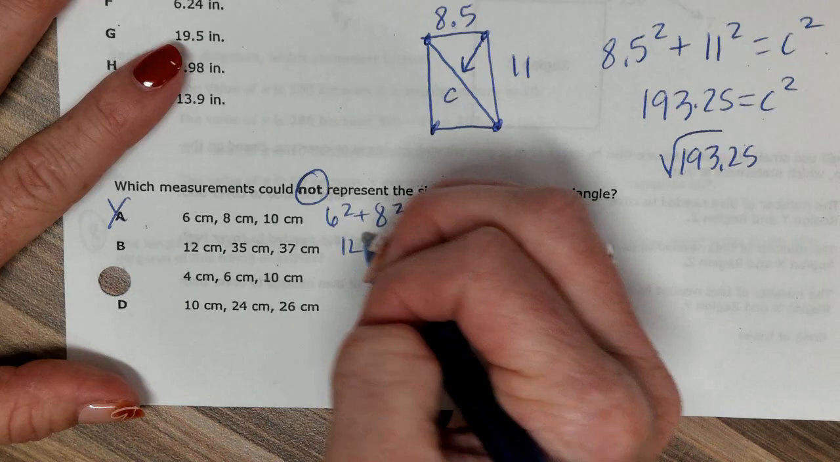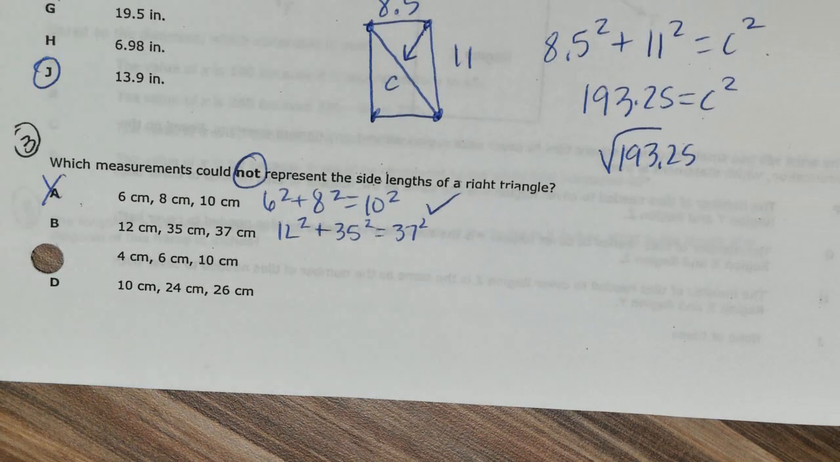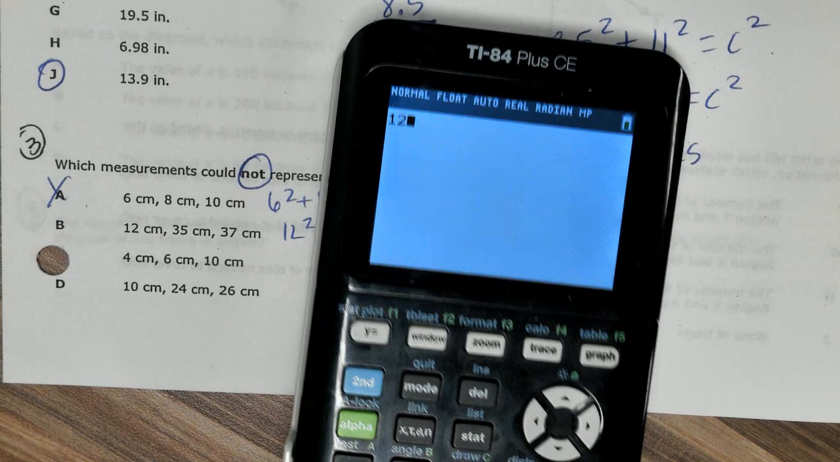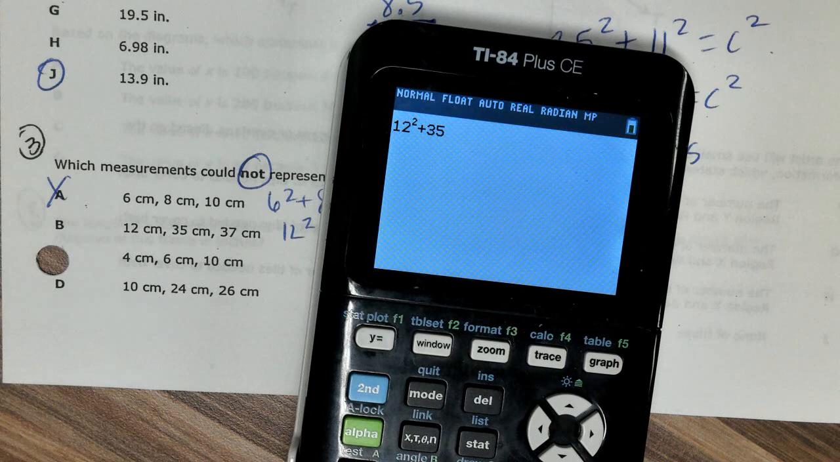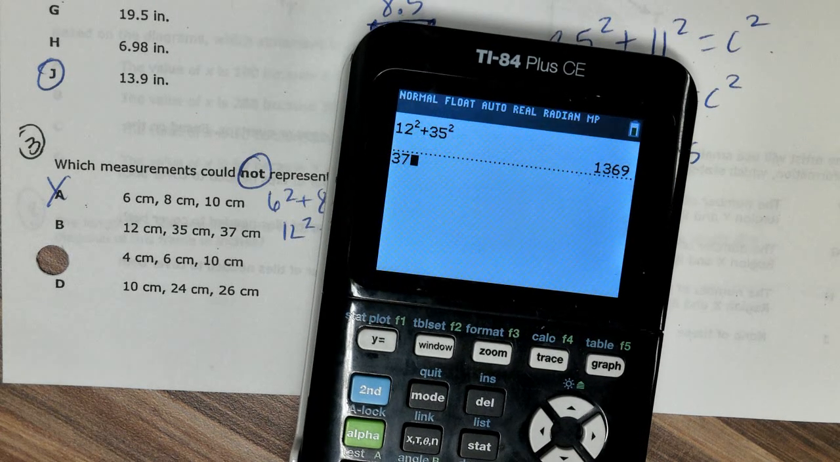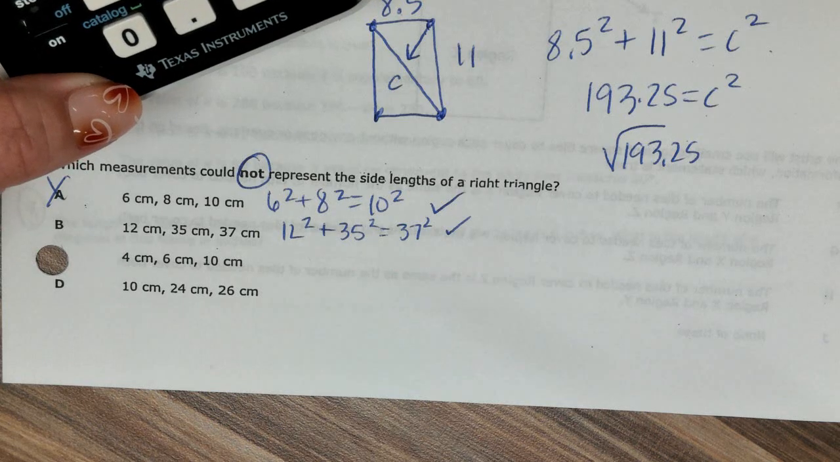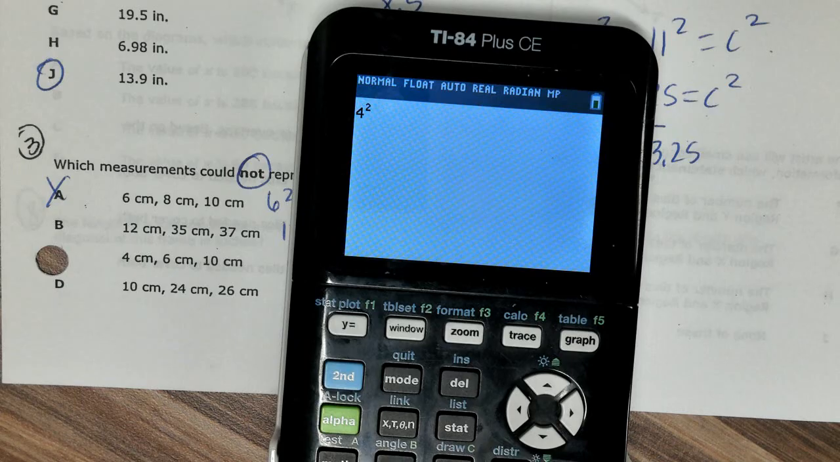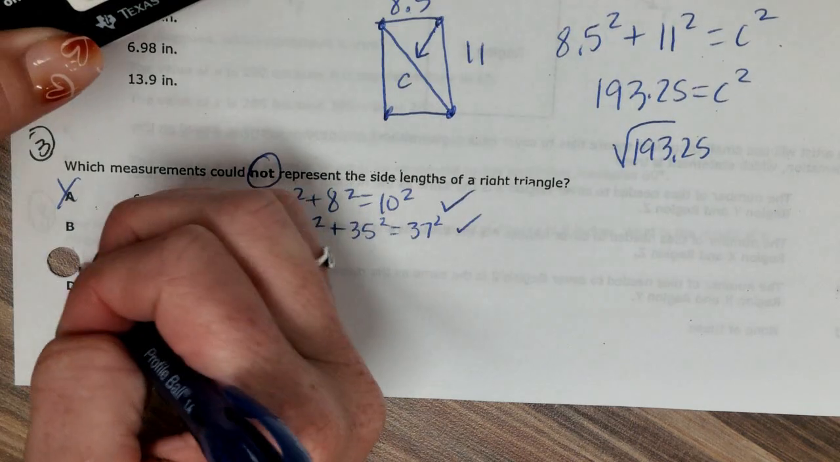Is 12 squared plus 35 squared equal to 37 squared? I don't know that one. 12 squared plus 35 squared, 37 squared. Was that equal? Yes. Which one was it? C. All right, let's try it out. 4 squared plus 6 squared, and that is not equal to 10 squared. So C.